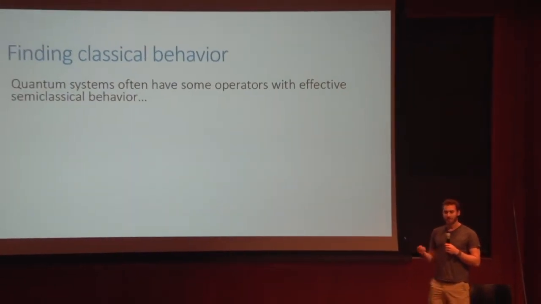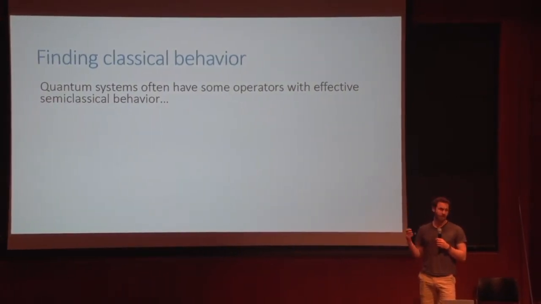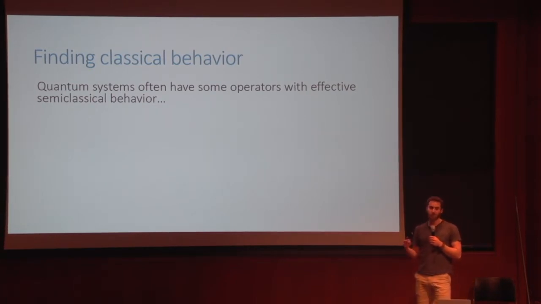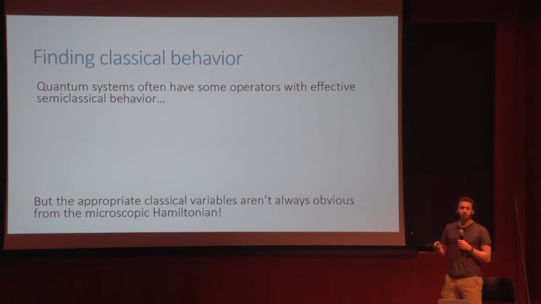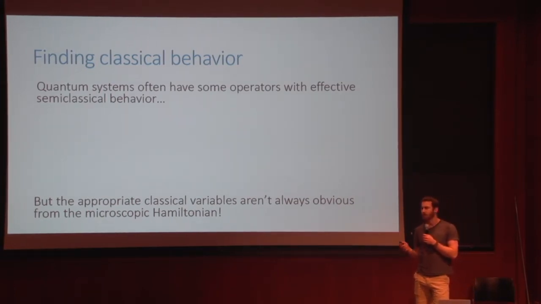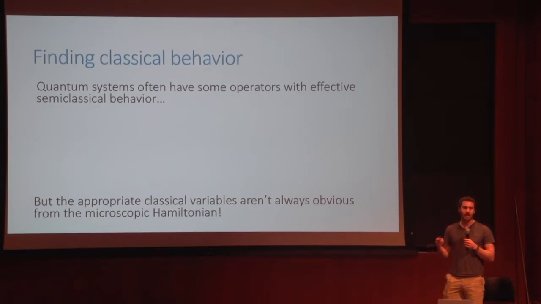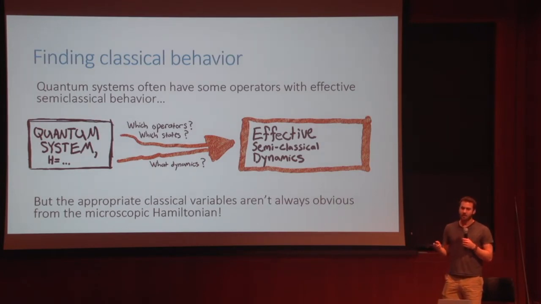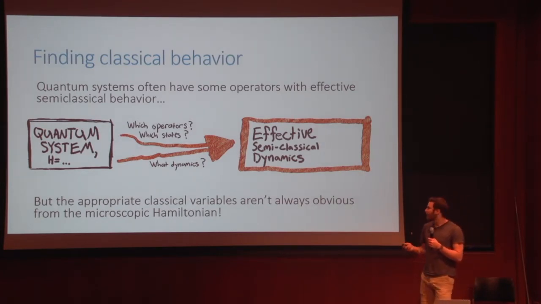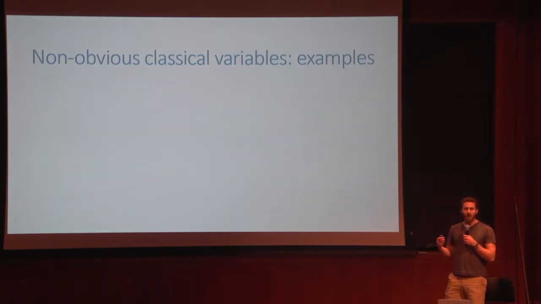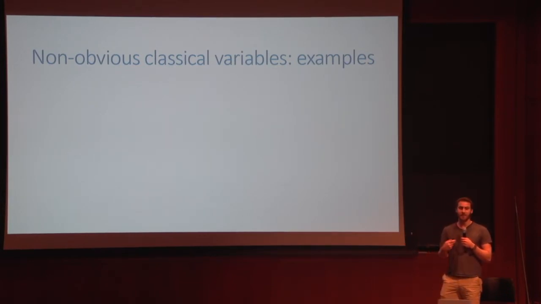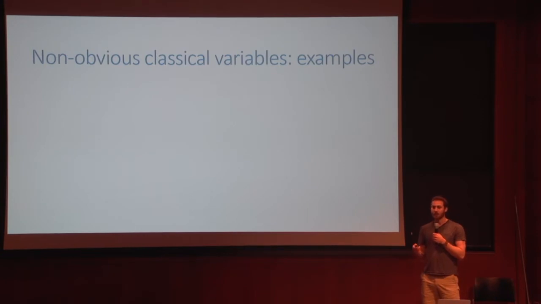Quantum systems that we're interested in often have some sort of effective classical behavior, by which I just mean that usually there are some operators that approximately obey some classical equations of motion. But if you're just looking at some microscopic quantum Hamiltonian, it's not always obvious which operators or which states actually evolve in this classical way. You might just say something like, oh, it's the coherent states, but the coherent states of which operators? And if you don't believe me that it's not always obvious, well, if you hand me a holographic CFT, it might not be obvious to me that there are actually some operators in that Hilbert space that correspond to gravitational bulk fields that evolve classically in some limit.